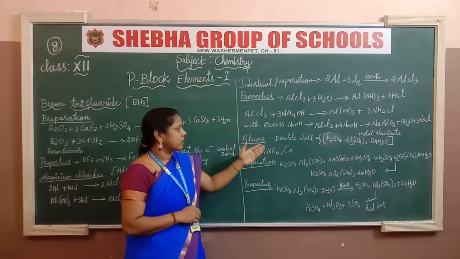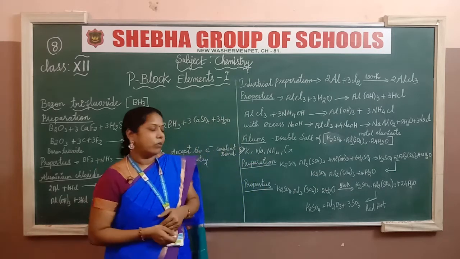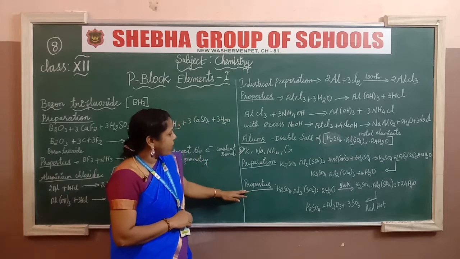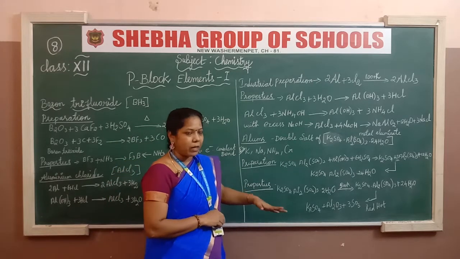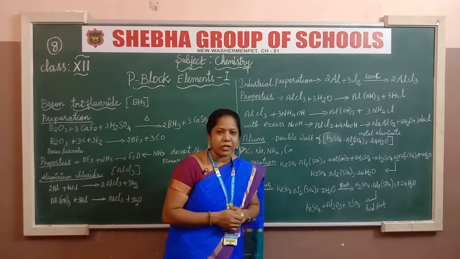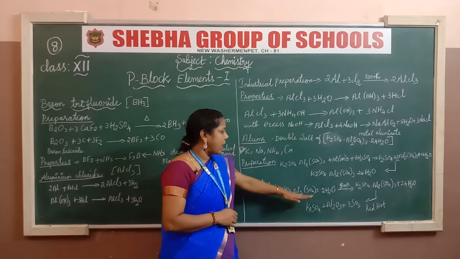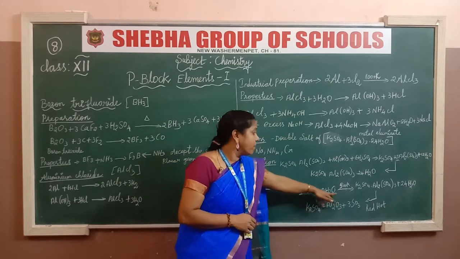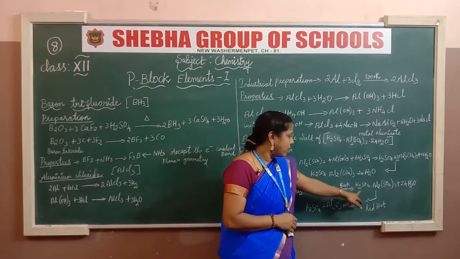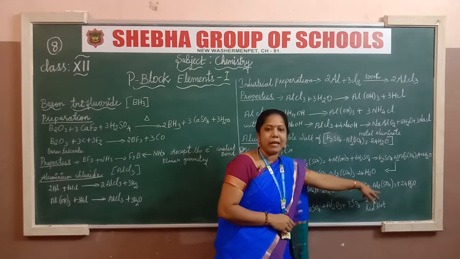Okay, alums means, I will tell again the name: potassium aluminium sulfate. Okay, this is the name. And go for the properties. What are the properties of alums? Alums react on heating. What will happen? We have to see the properties. K2SO4 Al2(SO4)3 24H2O, that is alum, in the presence of 500 Kelvin we get K2SO4 and Al2(SO4)3, potassium sulfate and aluminium sulfate.